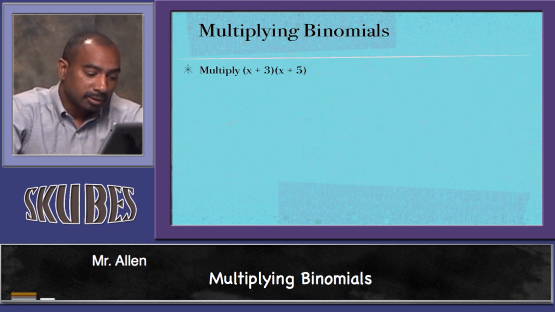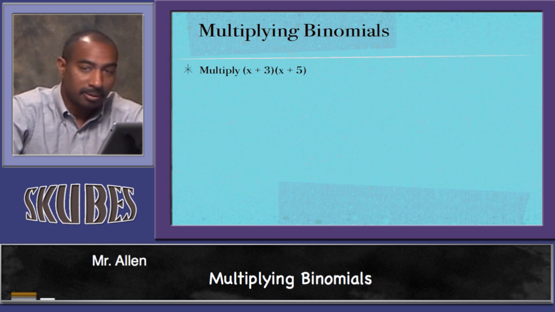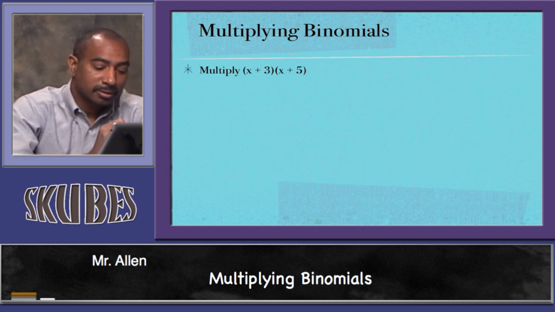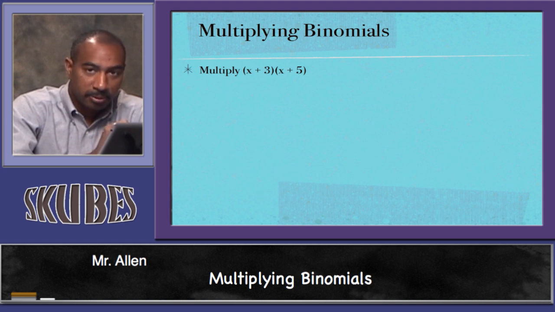All right, I have two binomials. You can use any method on this. I have x plus 3 times x plus 5. But one quick way to do this is to notice a pattern. The middle term is always going to add up to the two constants, and the last term is always going to be the product of the two constants.